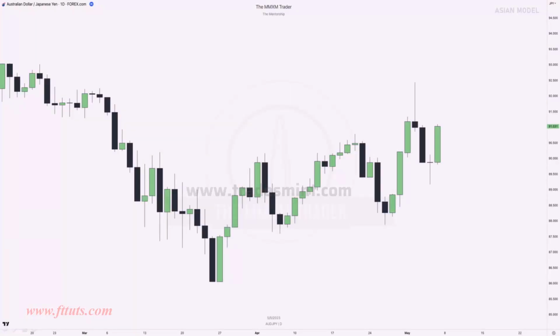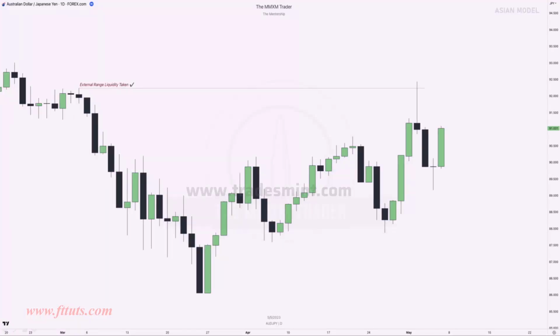So over here we've got the Australian dollar Japanese yen daily chart. We're still going to go over our higher time frame draw, right? We need to know if we're coming from internal or external. So what do we see on this chart? We've got that external range liquidity taken, right? So we move from external to internal and from internal to external, right?